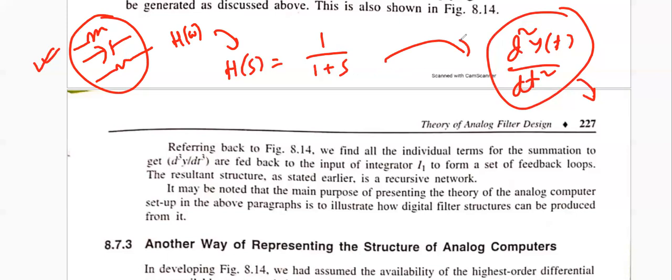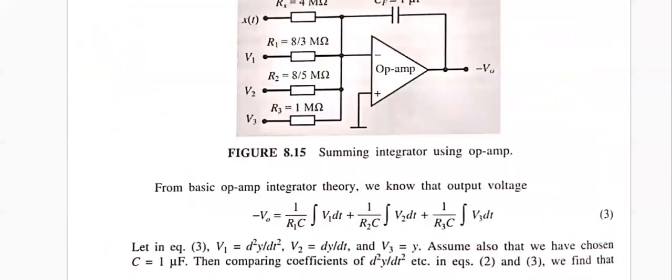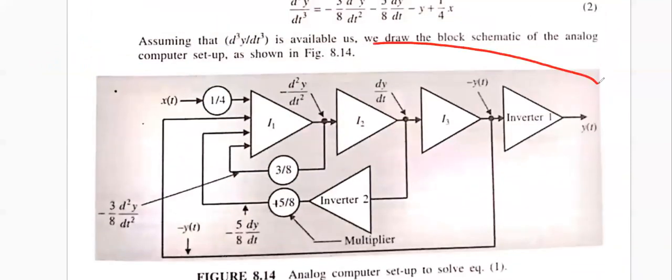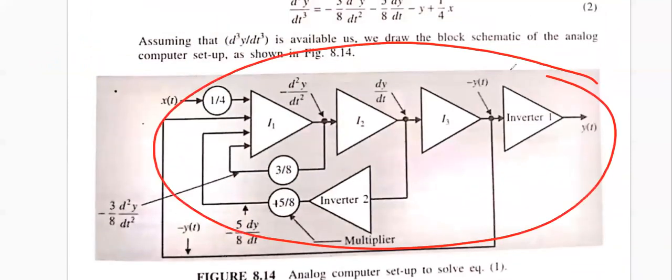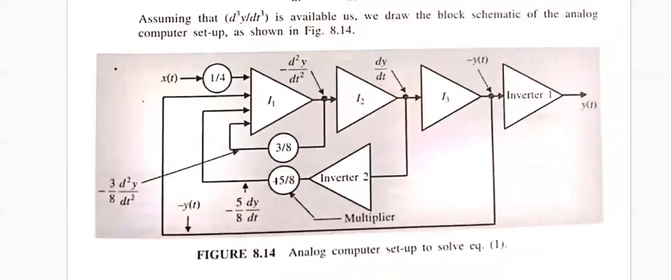From there, you can design this H(s). You can move to the inverse Laplace transform. You can come to the time domain, and from the time domain, you can draw your block diagram, and that is all. So you can design your passive, you can design your active filter.